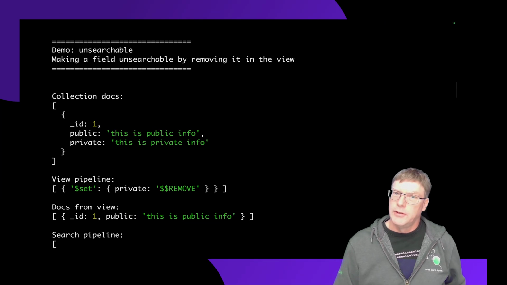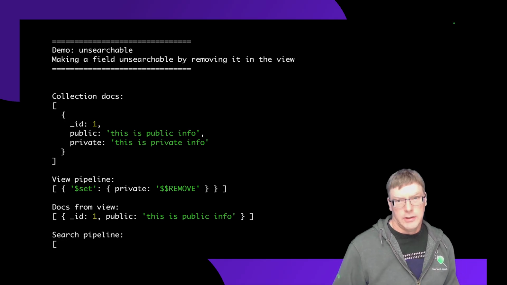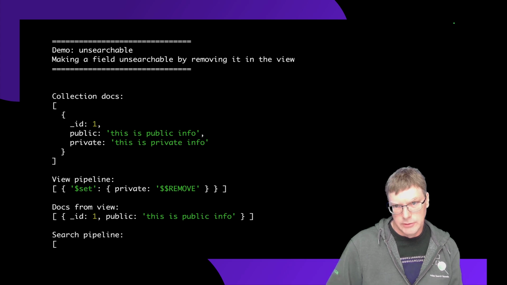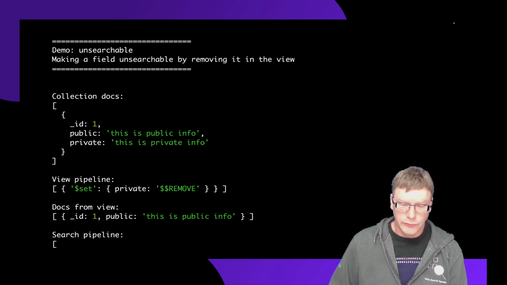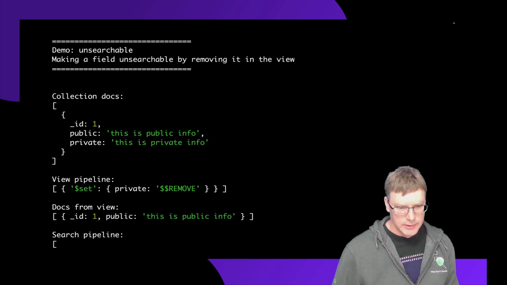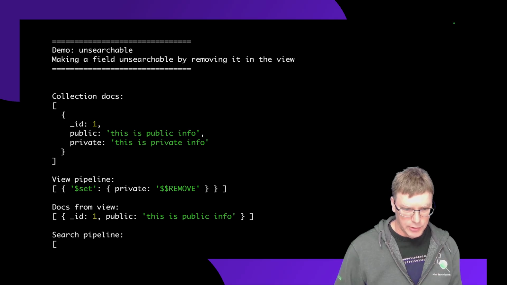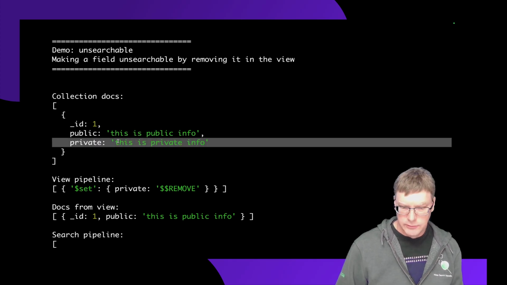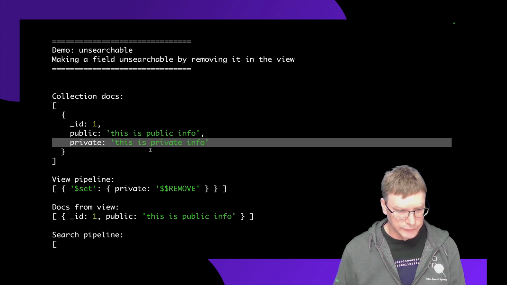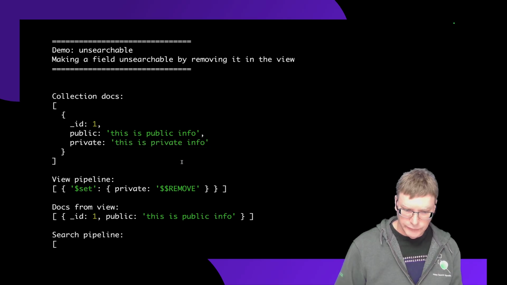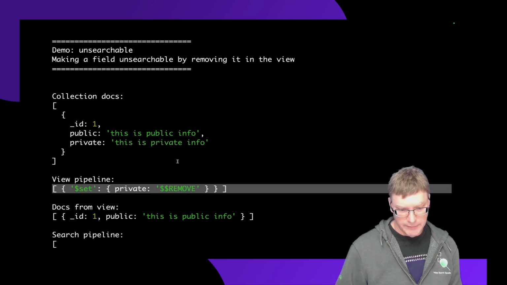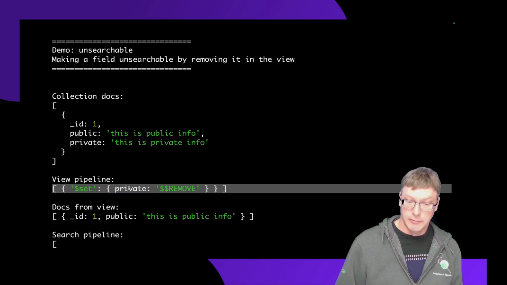Here's our next example. Here's a view trick to skip fields. There might be a field in your collection that should not be searchable, whereas all the other fields should be searchable. In this case, we have an example document that has a private field and a public field. We just want to make sure that there's no possibility that any term in this private field would be searchable. Our view pipeline uses the set stage here to remove the private field using the special $$REMOVE expression.